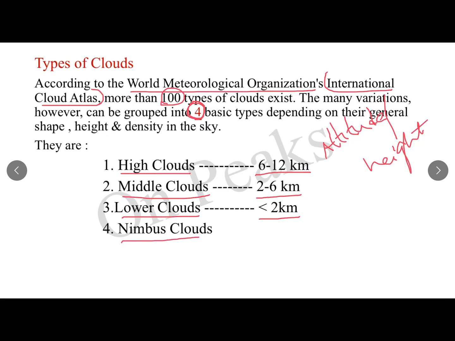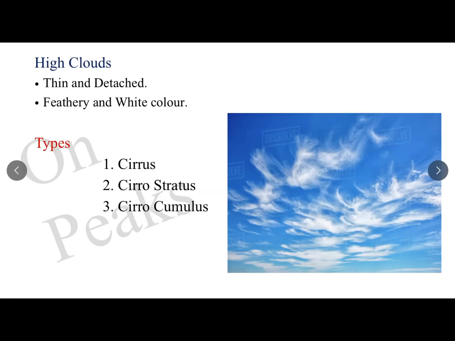The fourth type of clouds are called nimbus clouds. We will go into detail about these nimbus clouds. Now, coming to the first type of cloud, which are called high clouds. As the name suggests, we already saw that these are at high altitudes. They are generally made up of ice particles.